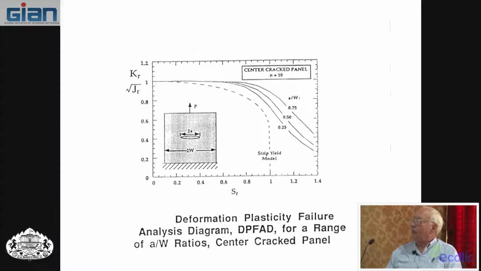Here's the same thing, but picking a hardening exponent of 10 and then different A over W. So in their model, 2W is the width and 2A is the crack size. You've got to be a little careful. Some people use 1W for width and some people 2W, so it depends on who's doing it. But there are three A over W ratios, and again you have these curves. Here's the strip yield Dugdale model. So if you do the analysis, you really need the J handbook solutions. Anything inside here is safe, anything outside is not safe.